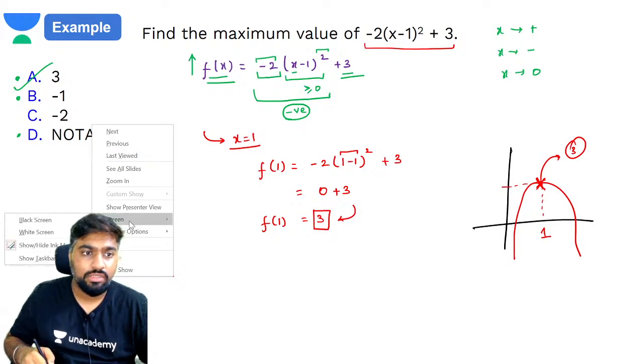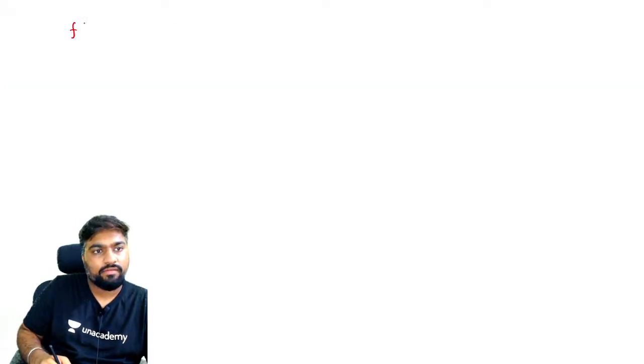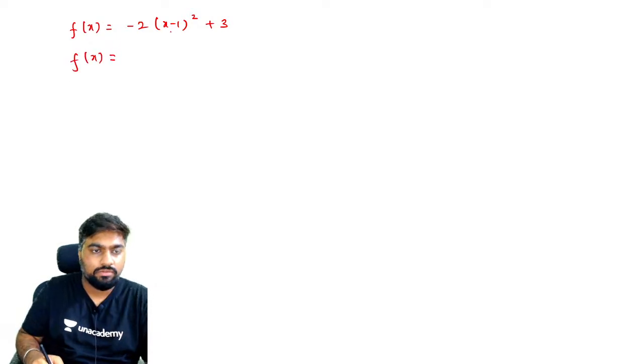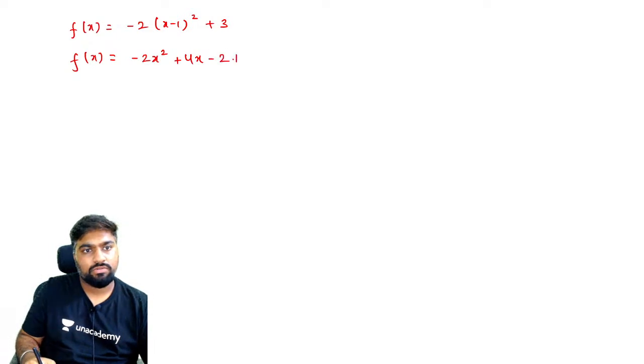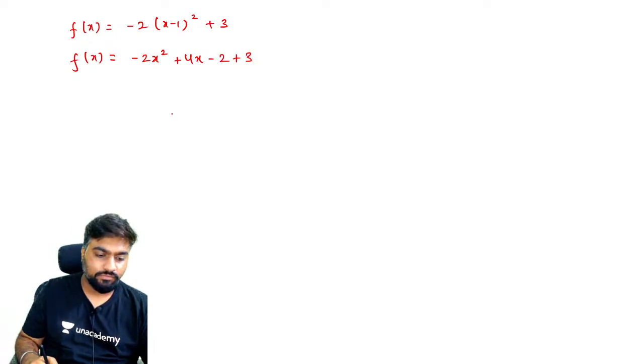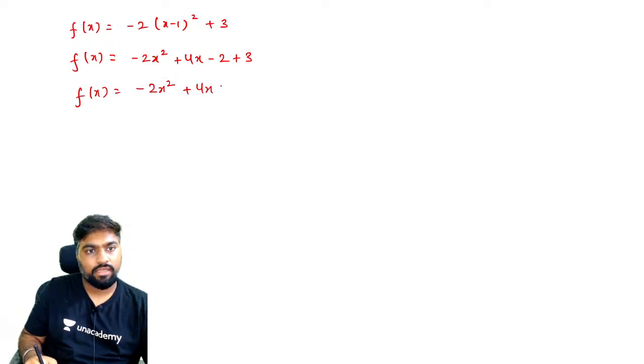then I'd suggest you expand this to make it a little simpler. Yes, so let's expand this. f of x is equal to -2 into (x minus 1) whole square plus 3. Which gives us f of x, where (x minus 1) whole square is x square, and multiplying by minus 2 gives minus 2x square, minus 2x means plus 4x, minus 2 plus 3, correct? Yes, so what do you get? f of x will be minus 2x square plus 4x plus 1.